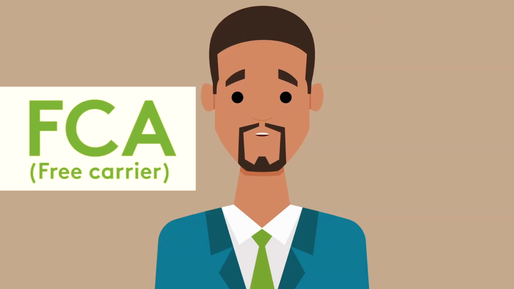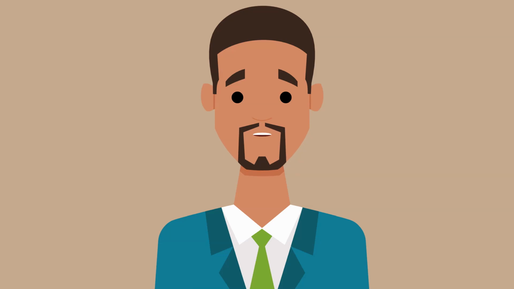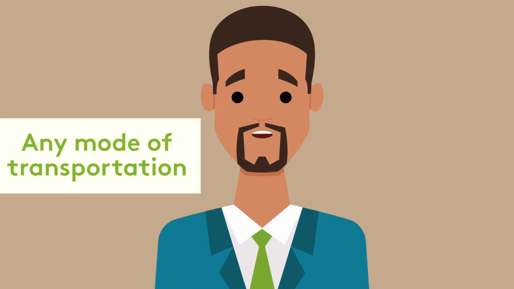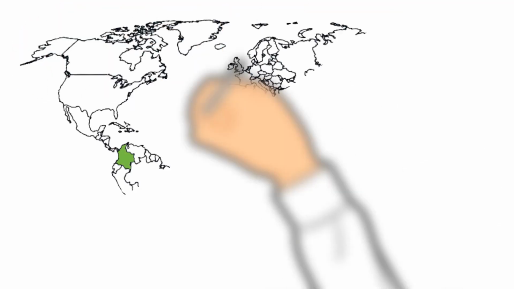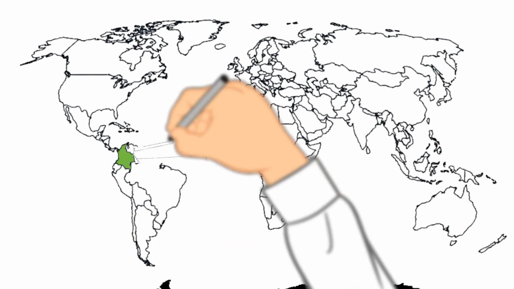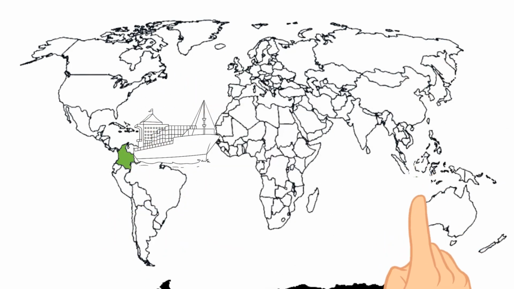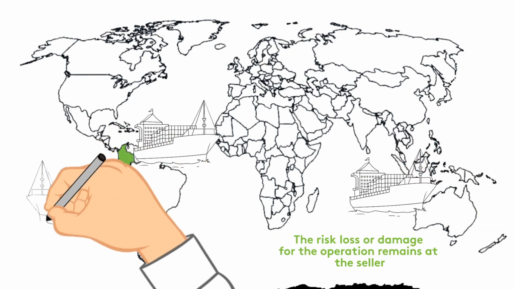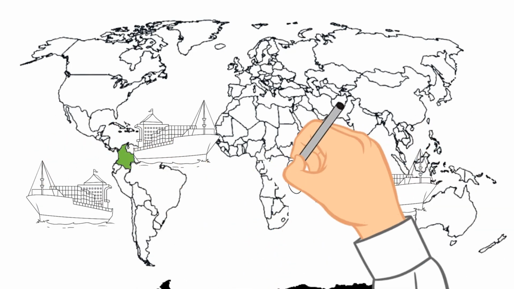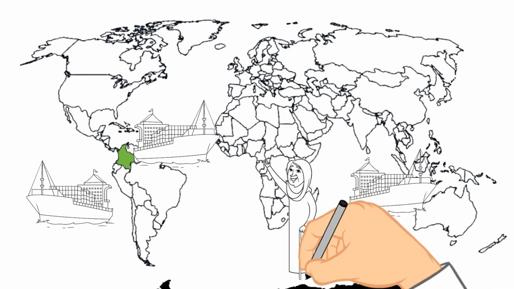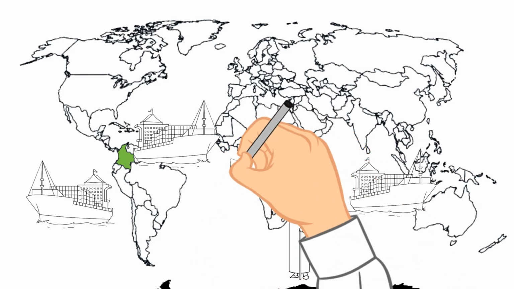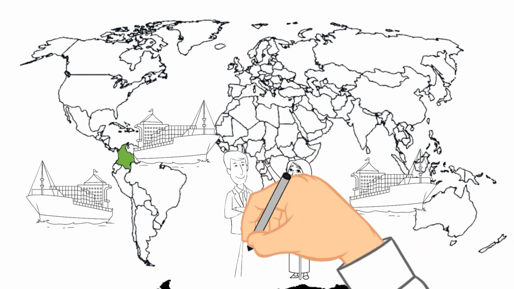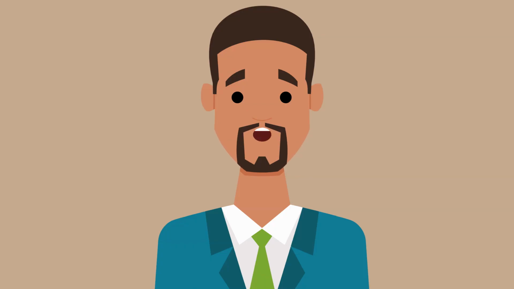FCA, free carrier. This one applies for any mode of transportation or a combination of them. The seller must clear the goods for export at the country of origin and make the goods available at a set location. The risk of loss or damage in that operation remains with the seller. The seller must pay for all the expenses incurred until the products are delivered to the buyer. Once the buyer receives the goods, he is responsible for the cost and risk of damage or loss.